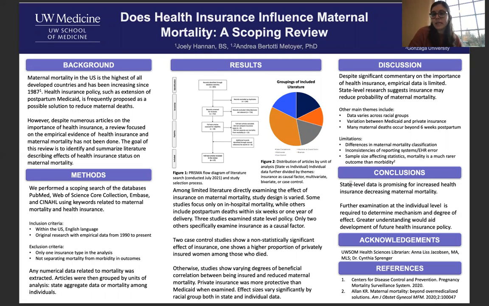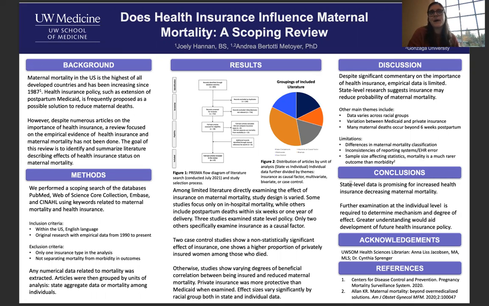Within the individual data studies, there were 2 case control studies that showed a not statistically significant effect of insurance, but otherwise the studies in this group showed varying degrees of a beneficial effect of insurance and a reduction in maternal mortality, which is really promising.